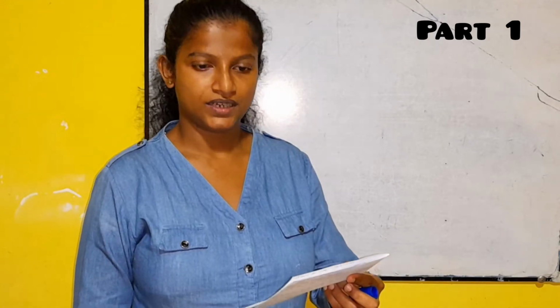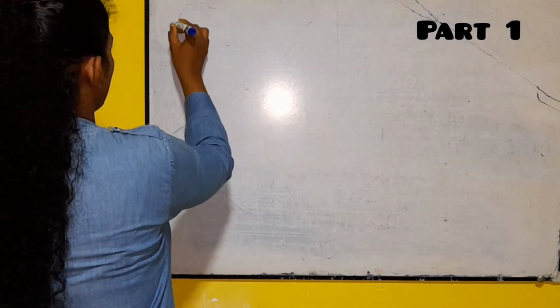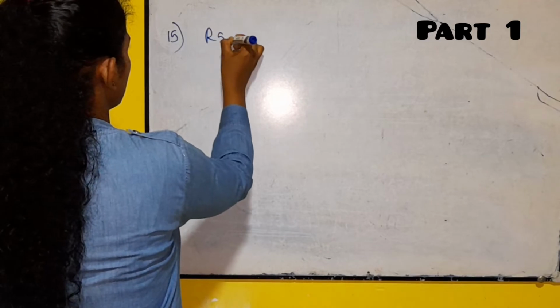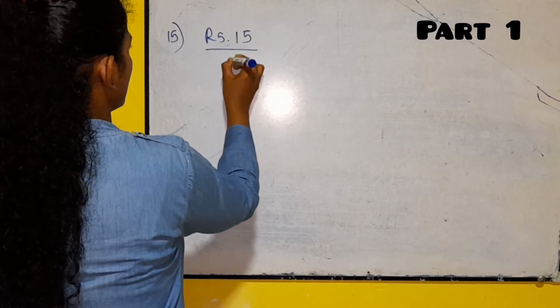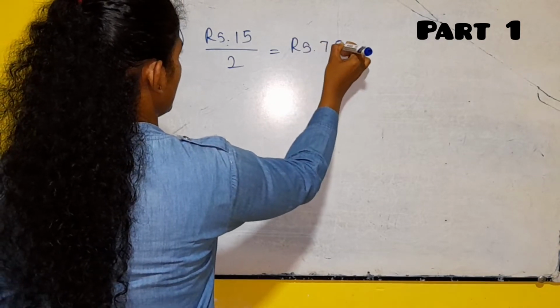Question number 15. If the price of 6 apples is 15 rupees, find the price of 3 apples. You can find it easily by dividing 15 rupees by 2. That is 7 rupees 50 cents.